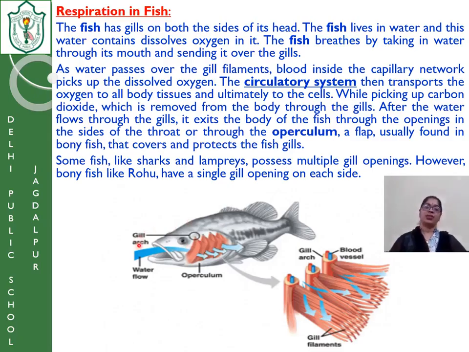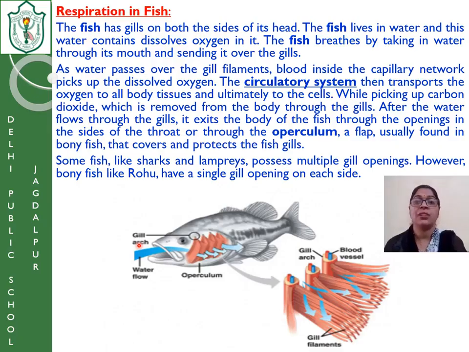Now here there is a question. The breathing rate of aquatic animals is more as compared to terrestrial land animals. They breathe faster. Why? If you have observed the fish in an aquarium, you see that the rate of opening their mouth is very fast. Why? Because the amount of oxygen dissolved in the water is much lower as compared to the oxygen present in the environment.